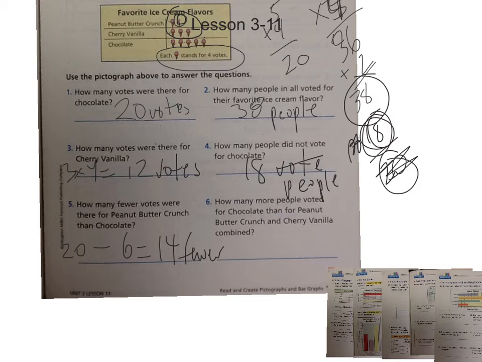How many more people voted for chocolate than for peanut butter crunch and cherry vanilla combined? Alright, so we add peanut butter crunch with cherry vanilla, which we already found out from up here. So 18 people. And it says how many more people voted for chocolate than peanut butter and cherry crunch combined. So 18 people voted for peanut butter and cherry crunch, 20 voted for chocolate, so you take 20 minus the 18, and it says 2 people.